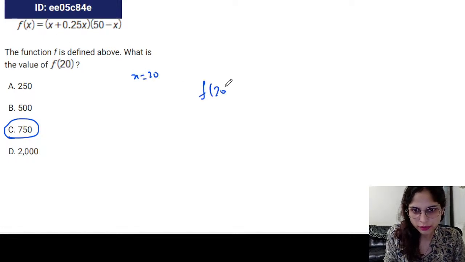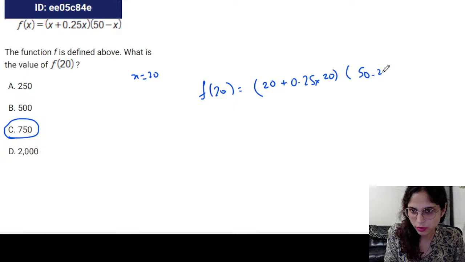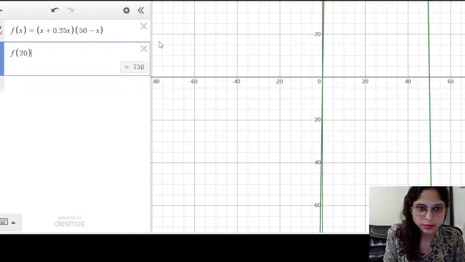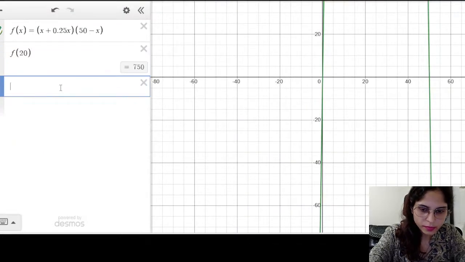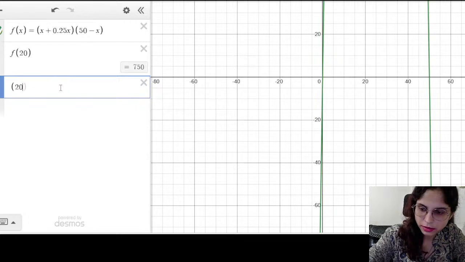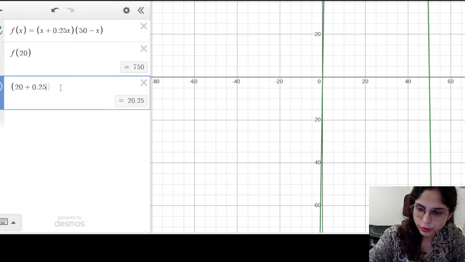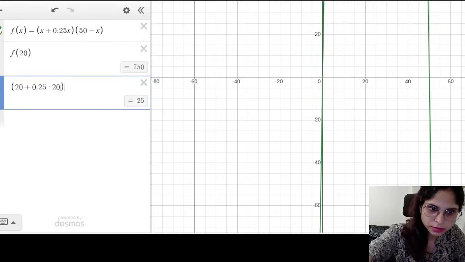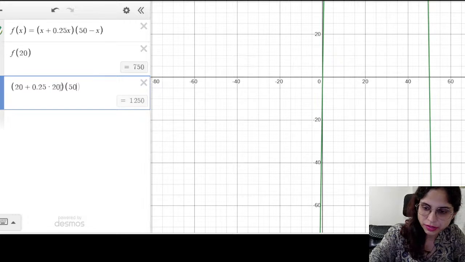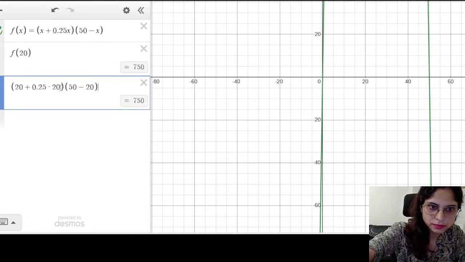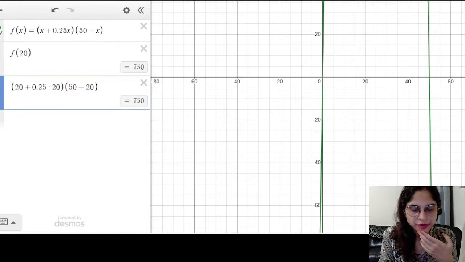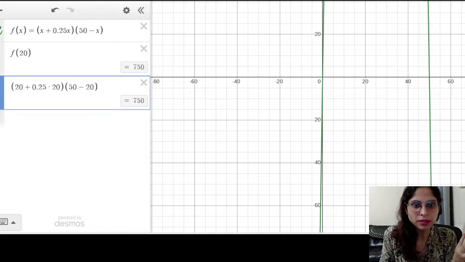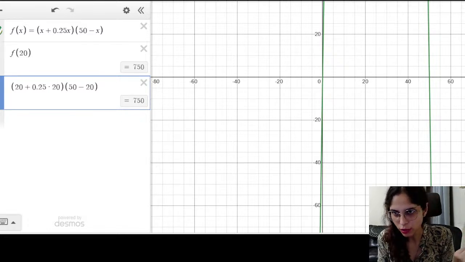Your f of 20 would be 20 plus 0.25 times 20, and then 50 minus 20, and you can also put that in Desmos. You can do 20 plus 0.25 times 20, and over here 50 minus 20. So again you will get 750. You can try any of the methods, whichever you like.